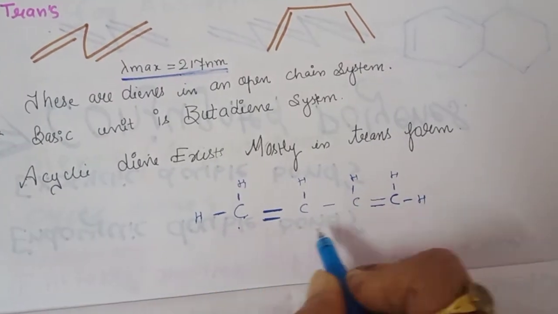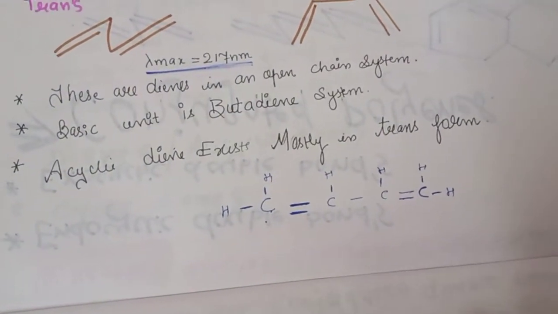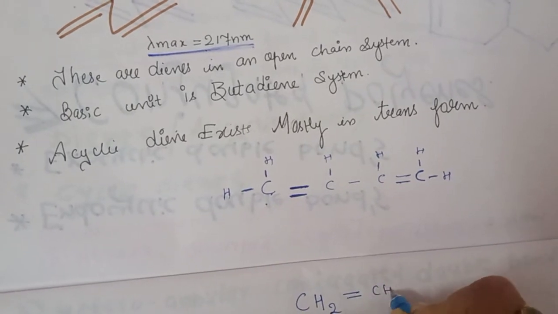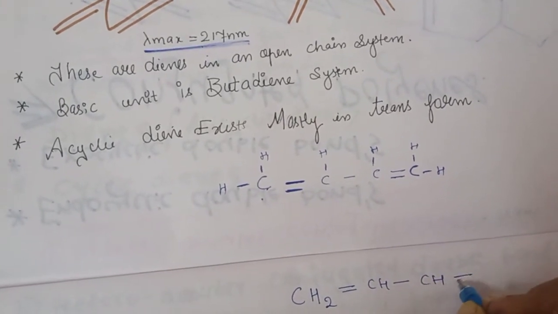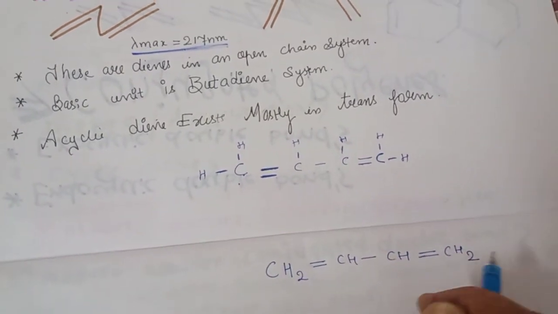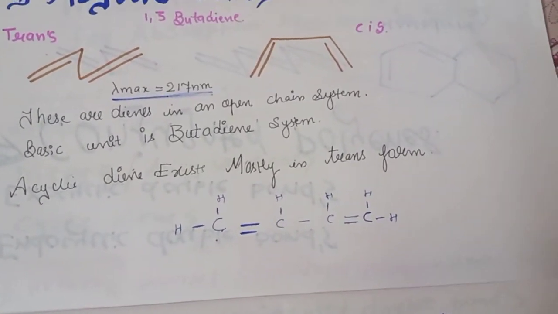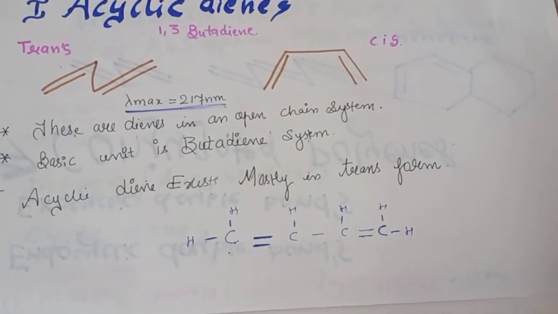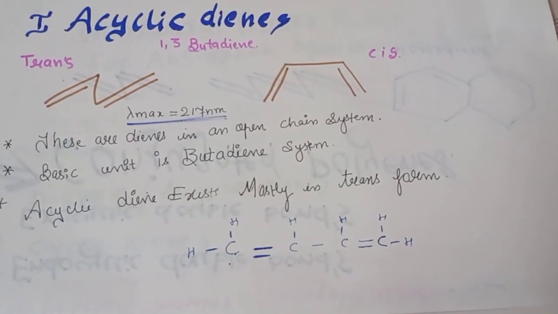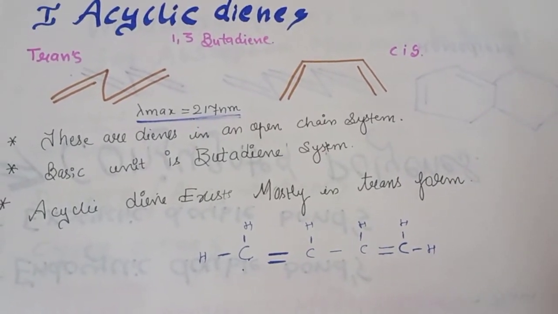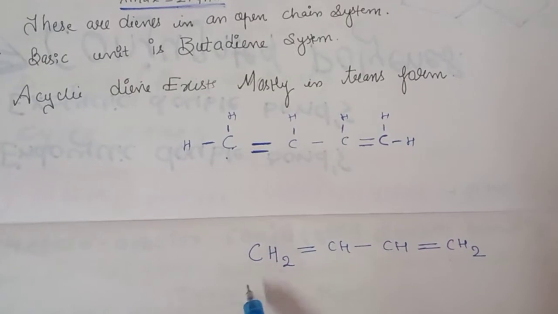This is our simplest butadiene. So this system, CH2 double bond CH, single bond CH, double bond CH2, is our 1,3-butadiene. This is the simplest example of a diene, and the basic value for this is 217 nanometer for the absorption in the ultraviolet spectrum. The important thing is that this system can be expressed in two ways.